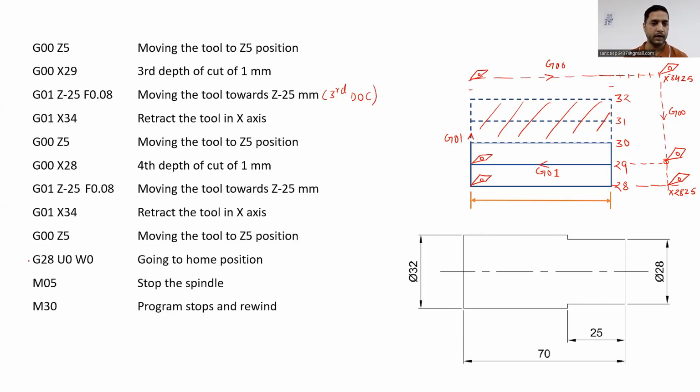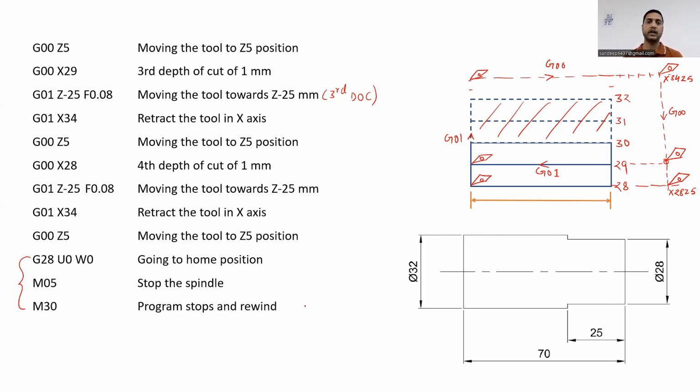After this, we have the ending of the program, from here to here, which means that we are moving the tool back from this X34 Z5 location to its home position, from where we were calling the cutting tool. So this line says going back to its home position. M05 is the machine code for spindle stop, and M30 means program stops and rewind.